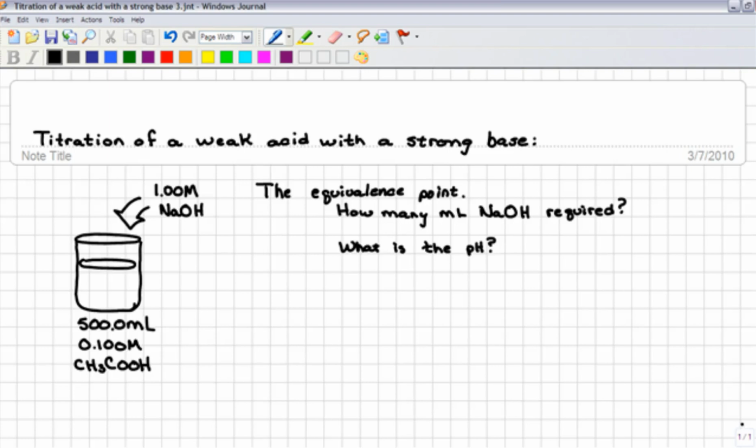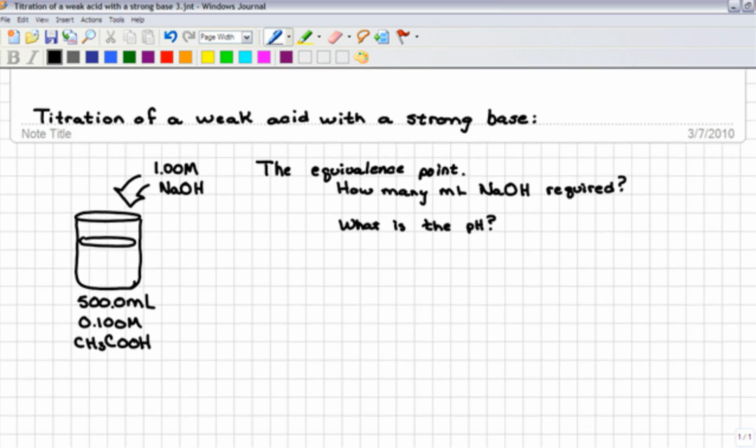In this third segment of the titration of a weak acid with a strong base, let's take a look at how one determines where the equivalence point is. That is to say, how many milliliters of the sodium hydroxide have to be added to reach the equivalence point, and then as a second question, just what exactly is the pH at the equivalence point equal to?